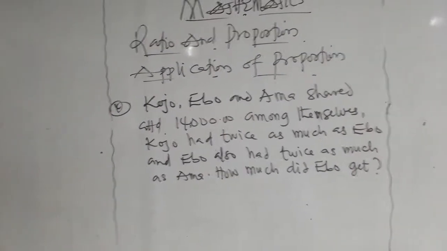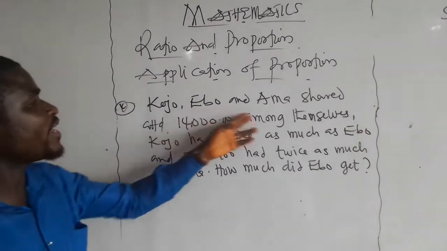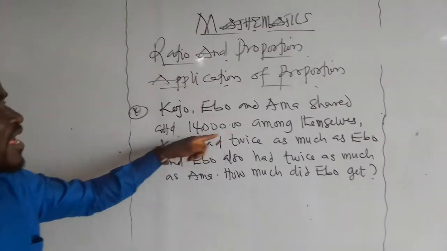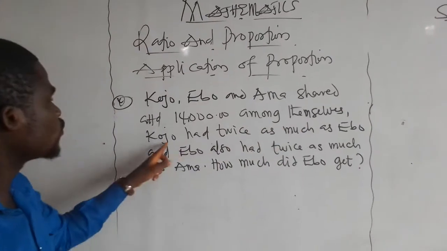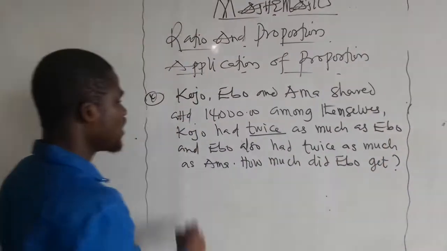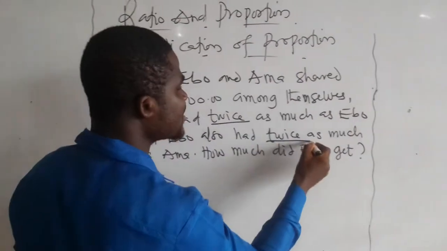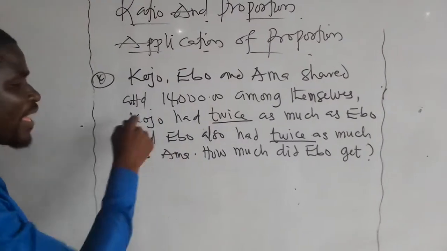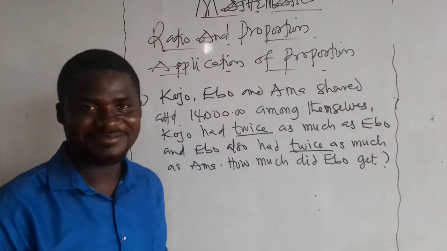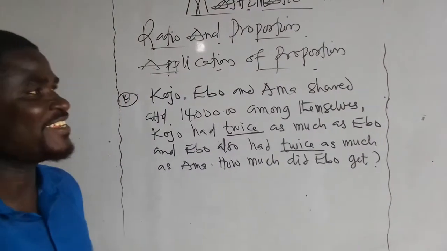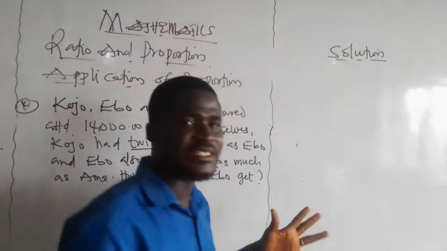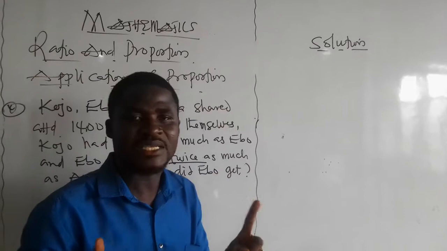The last question says that Kojo, Ebo, and Amma shared 14,000 Ghana cedis among themselves. Kojo had twice as much as Ebo, and Ebo also had twice as much as Amma. How much did Ebo get? It's very simple. Let's see. Now, do you know Amma's share? No. We don't know Amma's share.